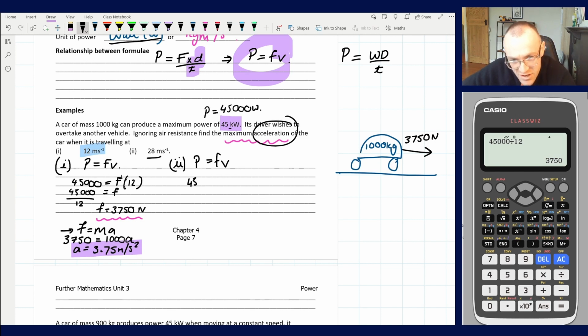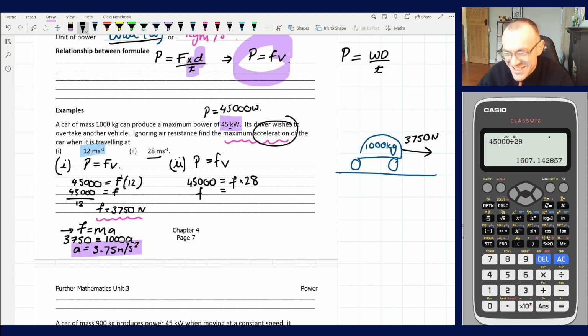Power, 45,000. Force, don't know yet. Velocity, 28. A bit of rearrangement to get the force. 45,000 divided by 28.